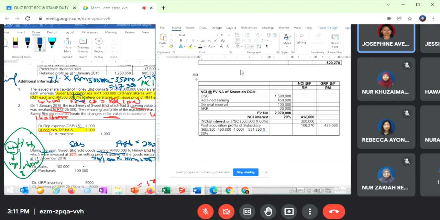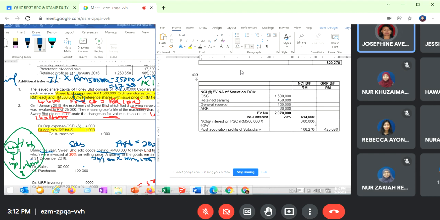So 414. And at the same time, you must also include NCI interest in the preference share capital of Suite, because they have 60% interest in that preference share. The preference share is 500,000, times 60%, 300. So this figure will represent NCI value in the subsidiary on the date of acquisition.